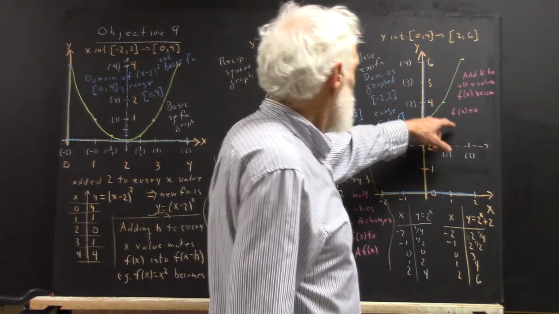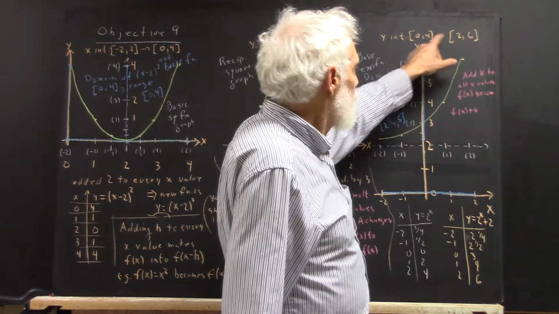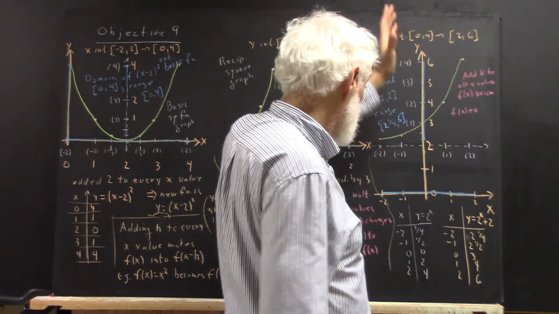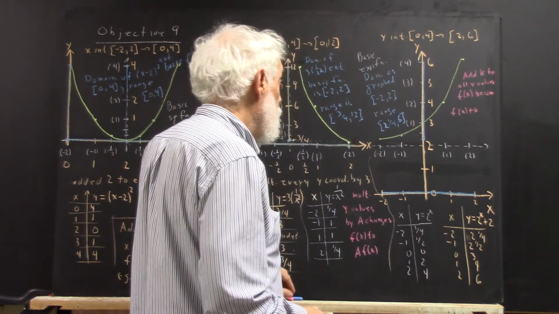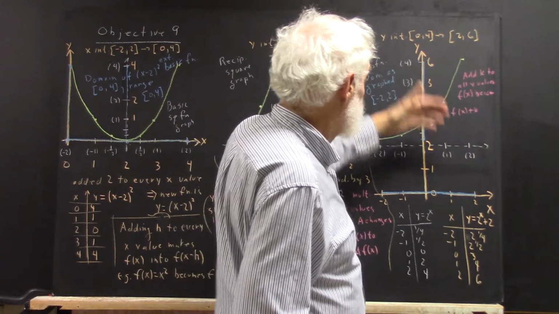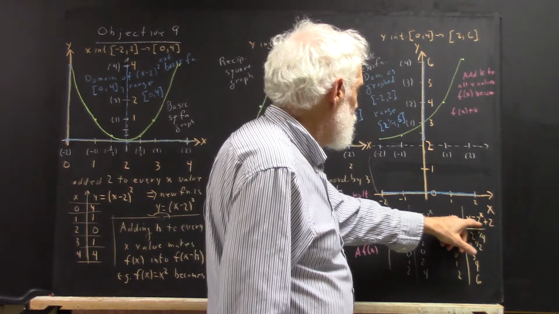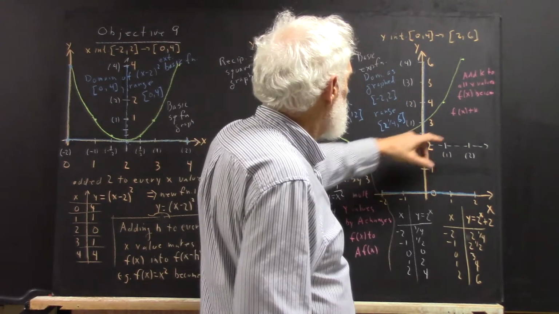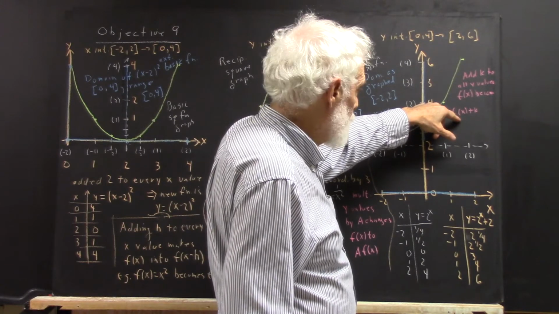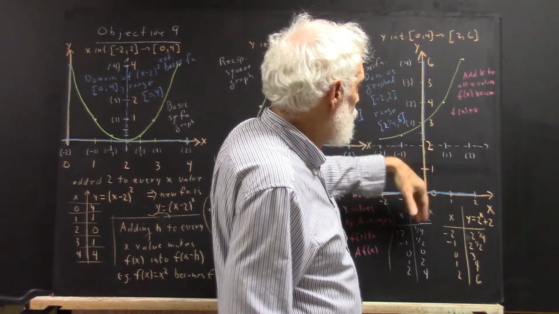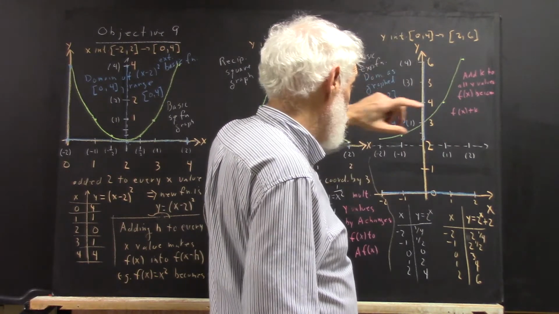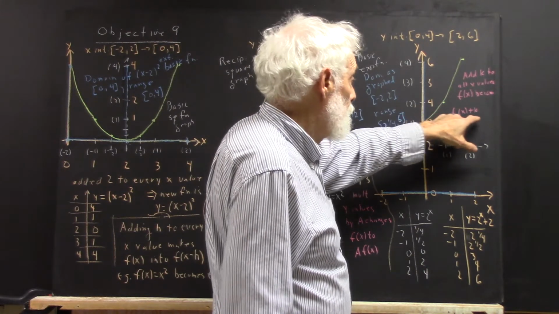Okay, so this is actually what we've done. We've added 2 to the endpoints of the interval, the y interval, and the function became 2 to the x plus 2. So in general, for any function f of x, if you relabel by adding k to all the y values, the function becomes f of x plus k.